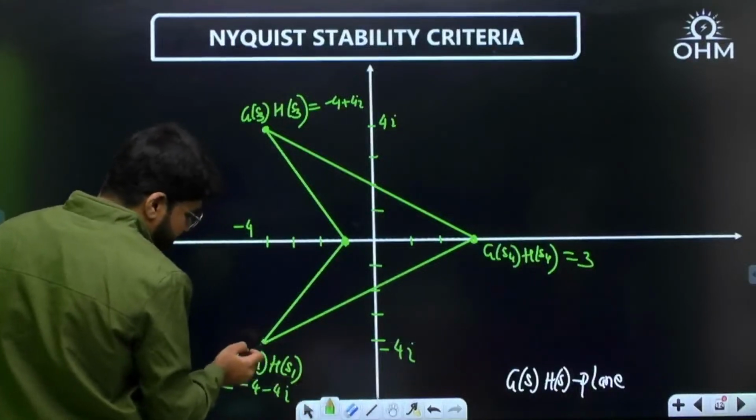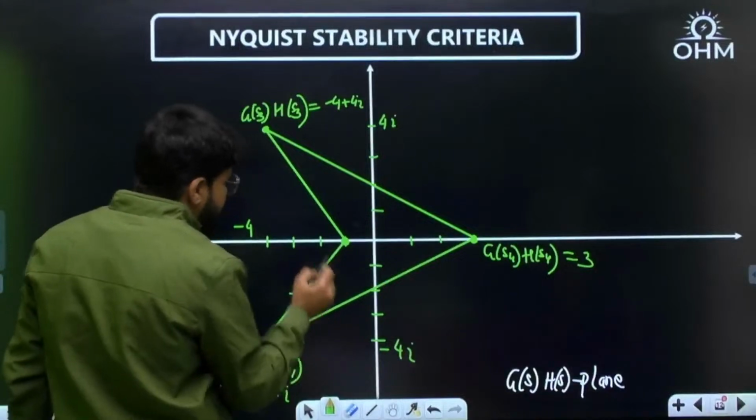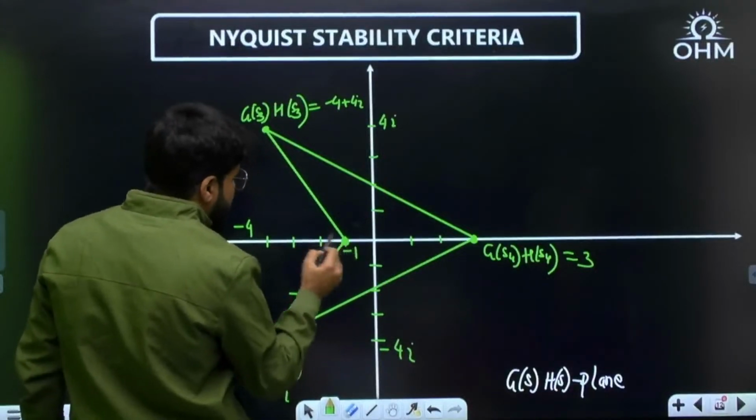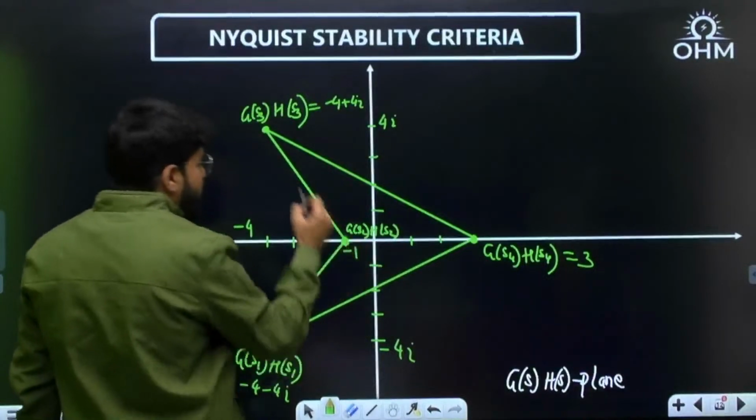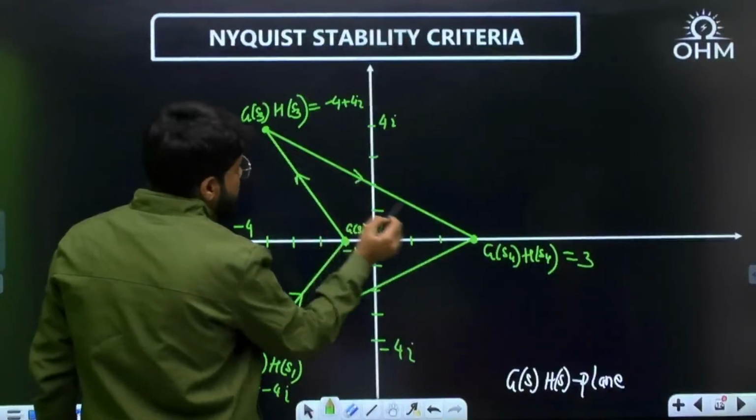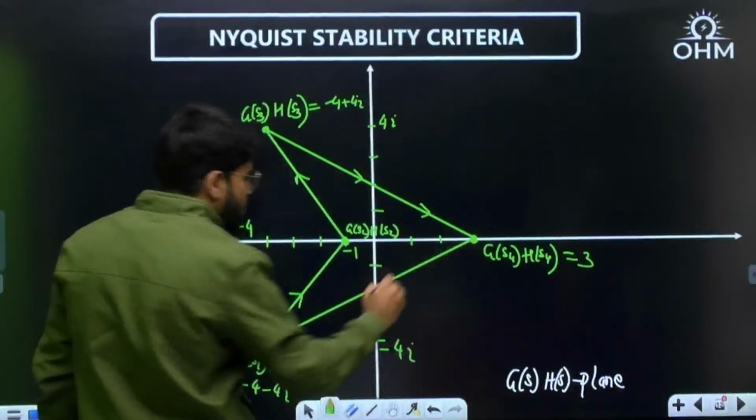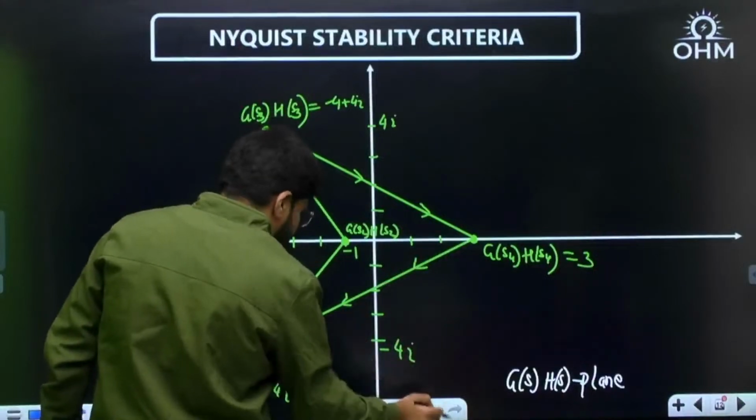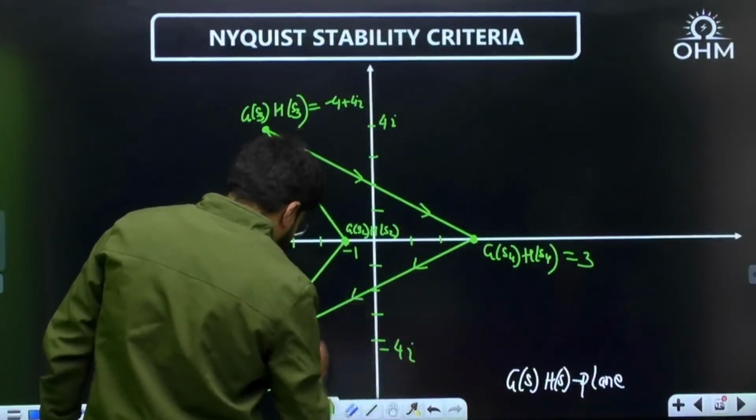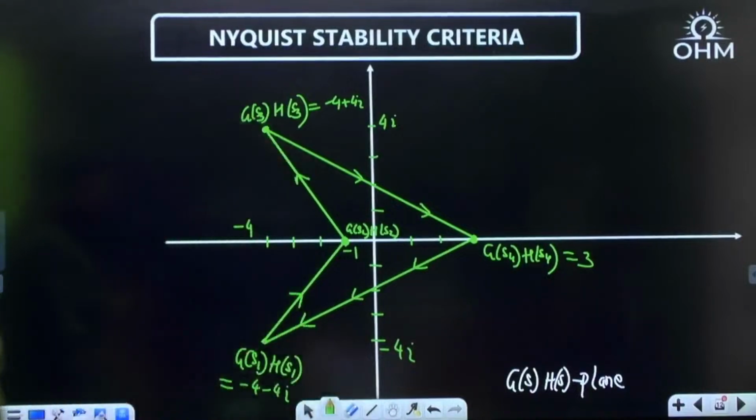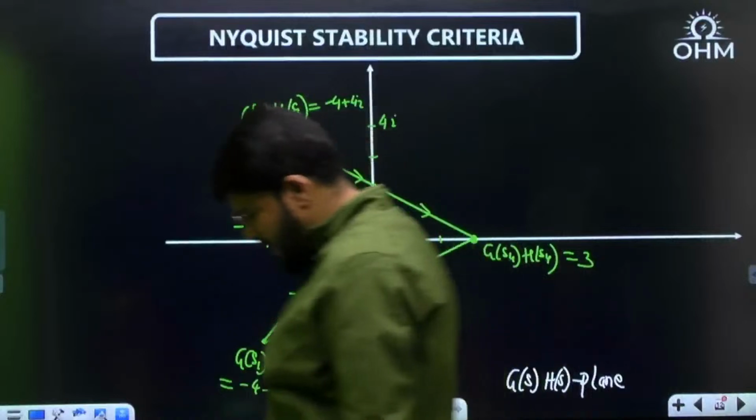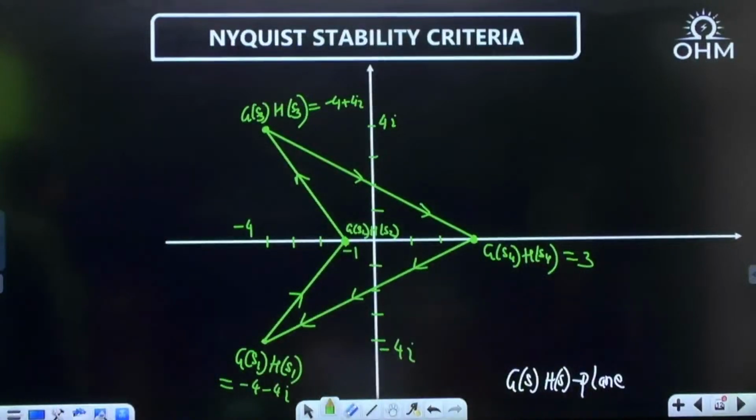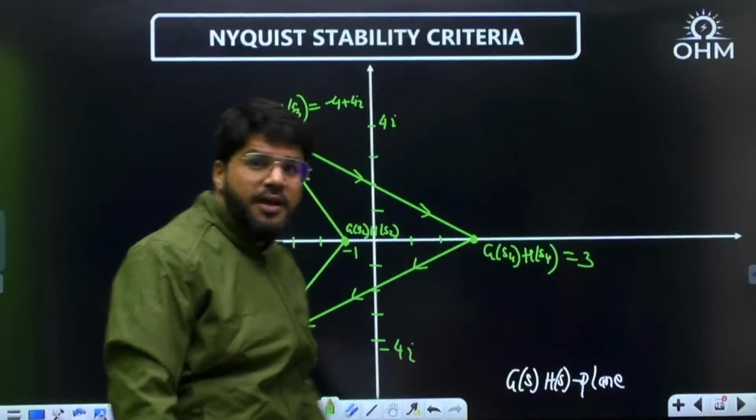I started with this value of the function. I reached here. What is this? This is minus 1. This value is G(S2)H(S2). Then from here, I reach G(S3)H(S3). From G(S3)H(S3), I reach G(S4)H(S4). From G(S4)H(S4), I reach G(S1)H(S1). This is the rough picture obtained in the G(S)H(S) plane. Clear? This is some plot obtained in the G(S)H(S) plane corresponding to what S values?